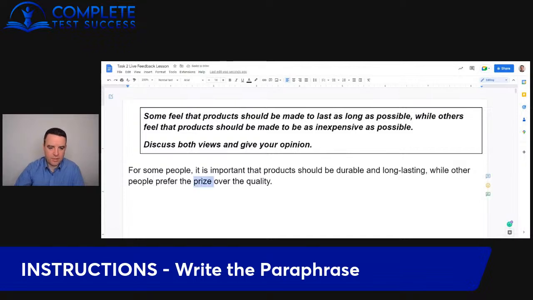Prefer the price. So it wouldn't be the price, but a low, and then just the spelling of price is with a C. For a low price over quality.